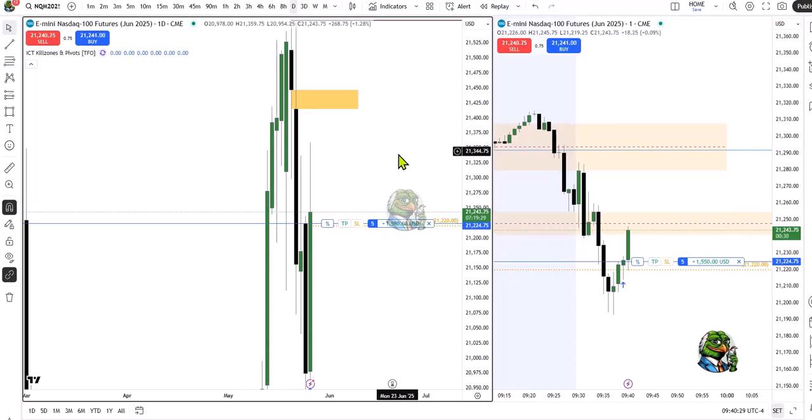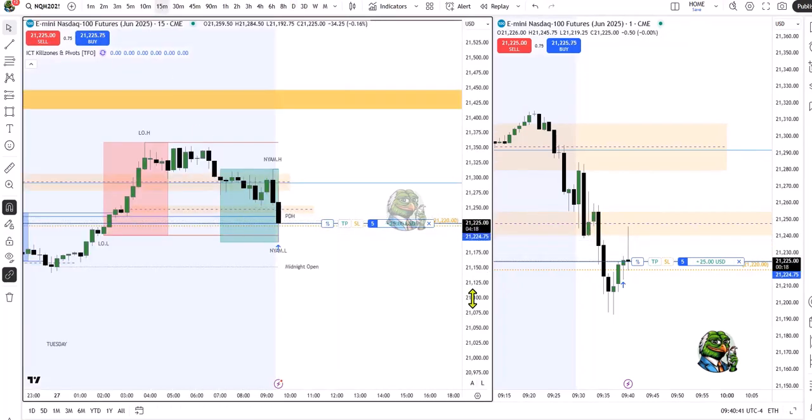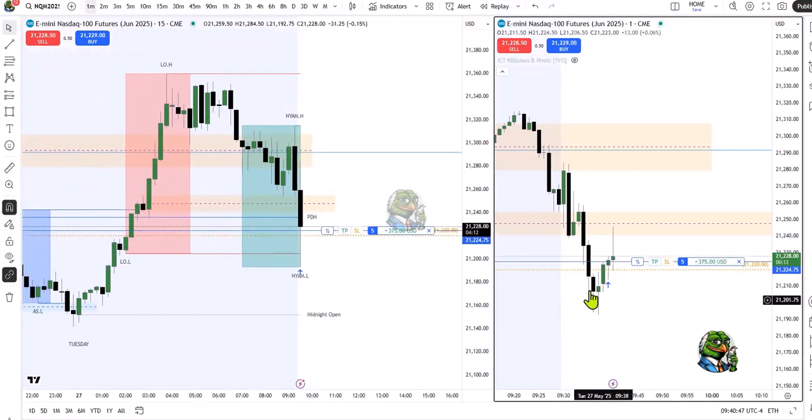Okay, so we get a close above these up candles. That'll be a change in the state of delivery for me after coming into a key discount. Then I can add some more. For now, this will be resistance.